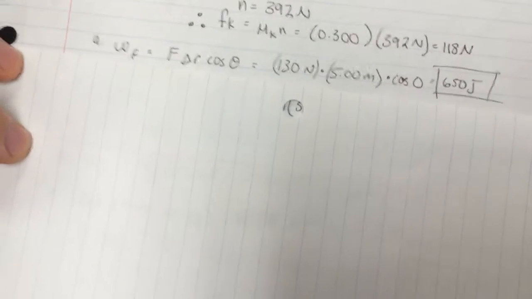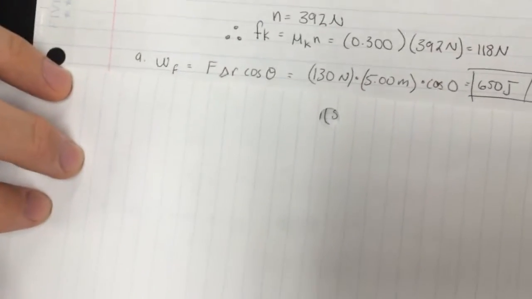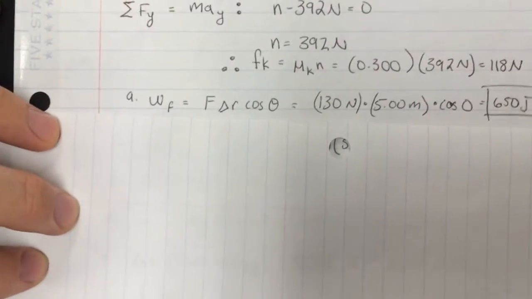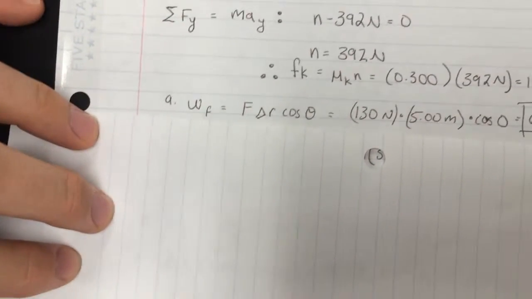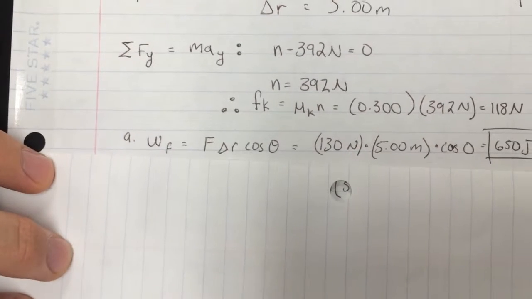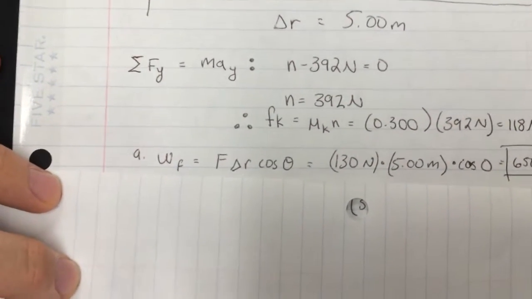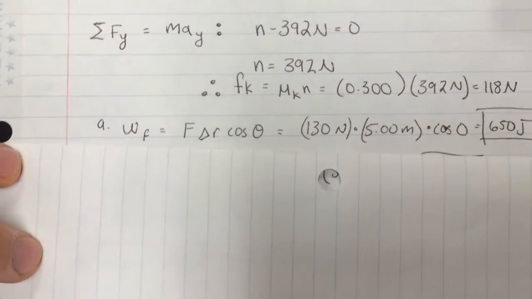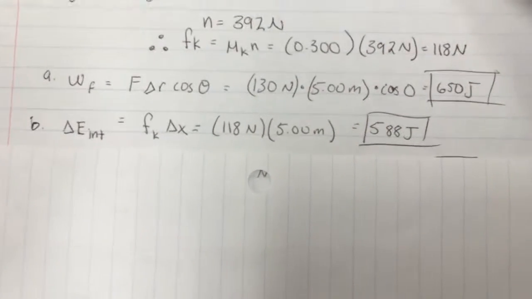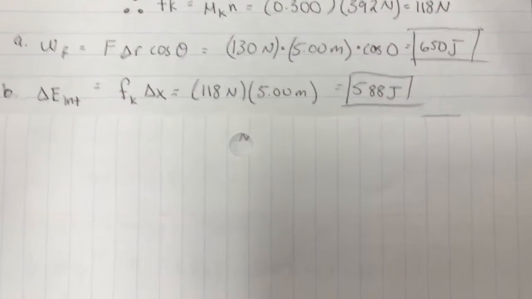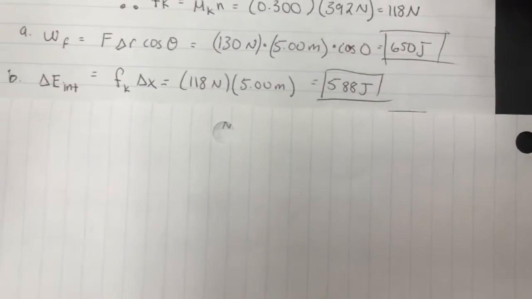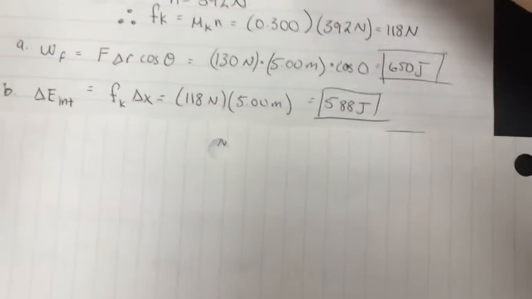For part A, we're trying to find the work. The work is the force times the change in distance times the cosine of theta. Because there's no angle, we can assume that it's 0. So we're going to do 130 newtons times 5.00 meters, which is 650 joules. Part B, we're trying to find the internal energy. The internal energy equation is the force of kinetic friction times the change in x, which is 118 newtons times 5.00 meters. Therefore, we get 588 joules.